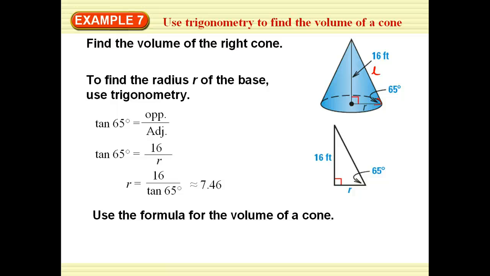Now I need to use the formula for finding the volume of a cone. I don't need the slant height for that, do I? So 1/3 pi r squared h, which is the area of the circle, so 1/3 pi times 7.46 squared times 16 gives me 932.45. When I was thinking of this lateral area, I was thinking of finding our surface area, but we're doing volume now.